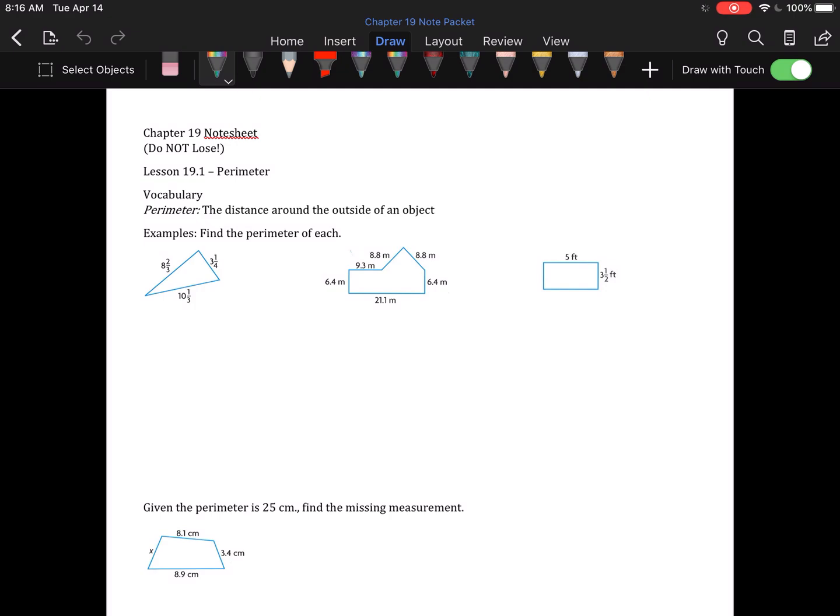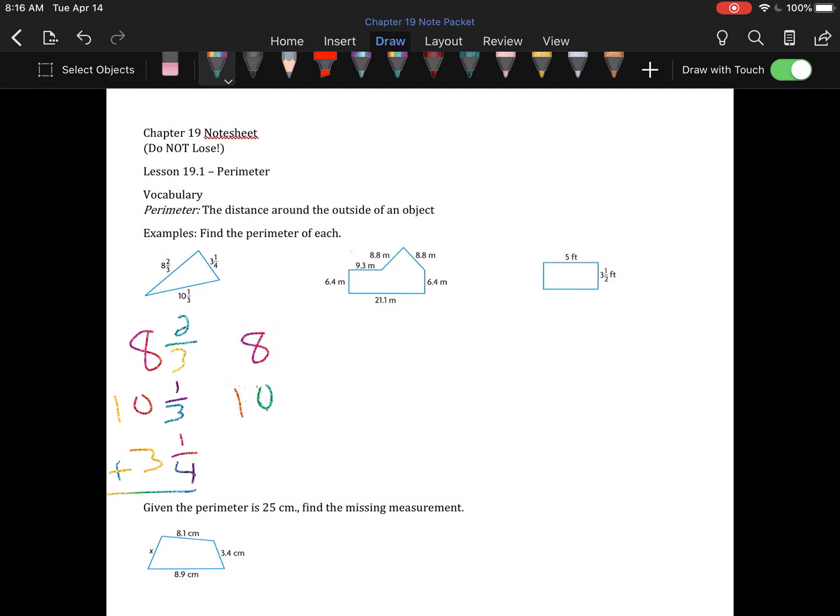We'll take all of them, add them up. So for the first guy, we have sides of 8 2/3, 10 1/3, and 3 1/4. I need to add those. These are fractions. When we add fractions, we need to have a common denominator. So we do need to change all of these.